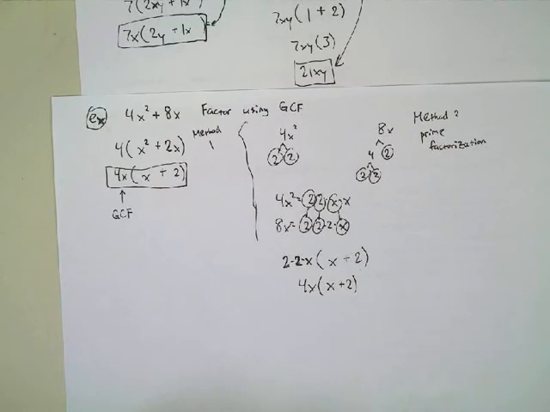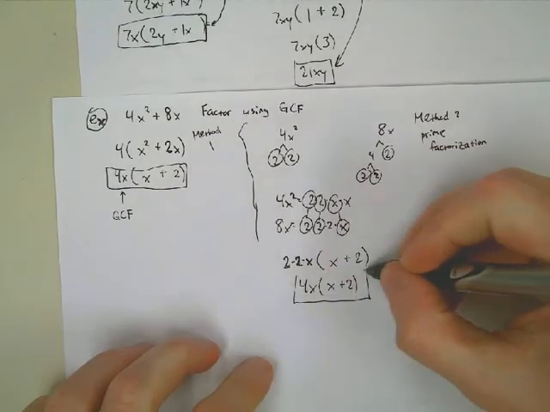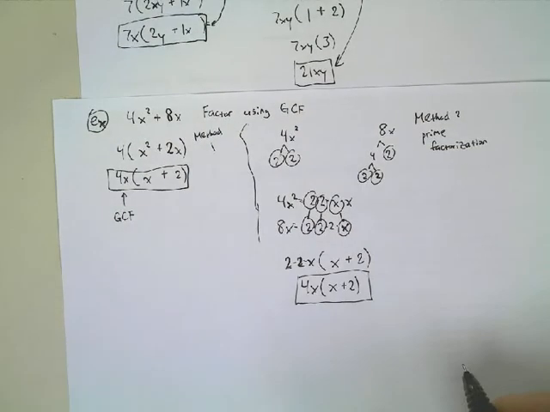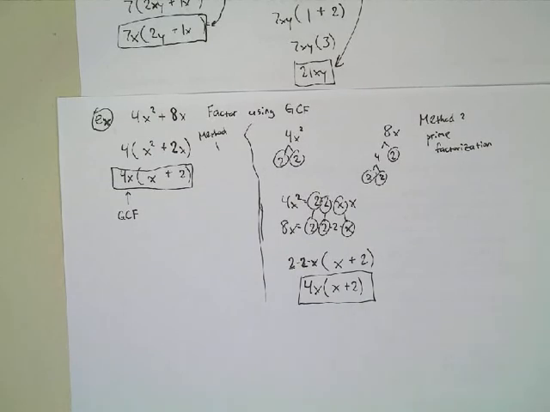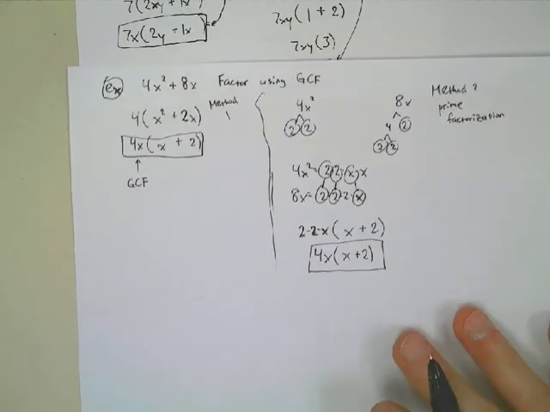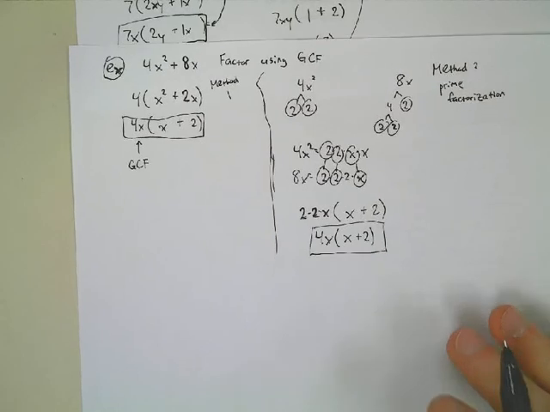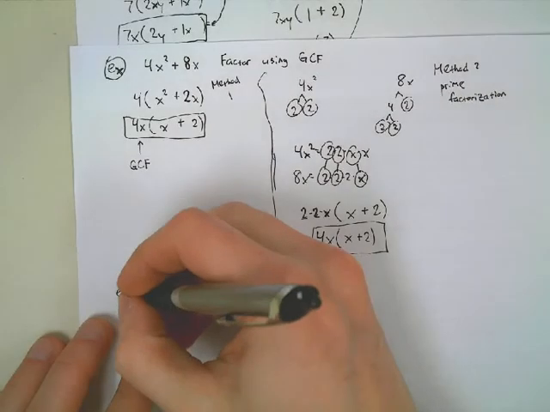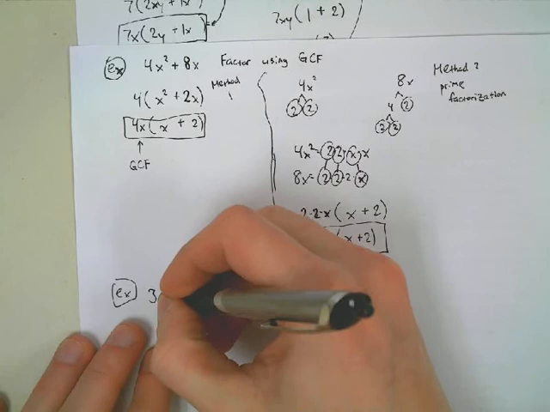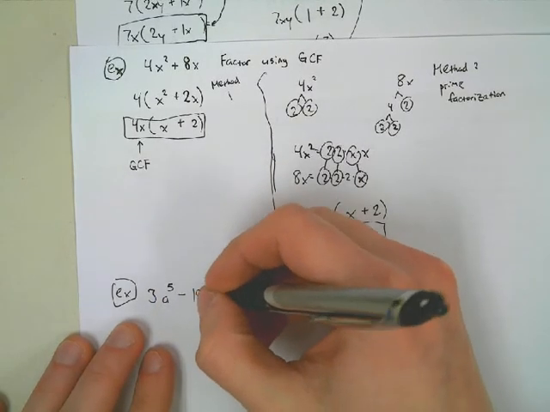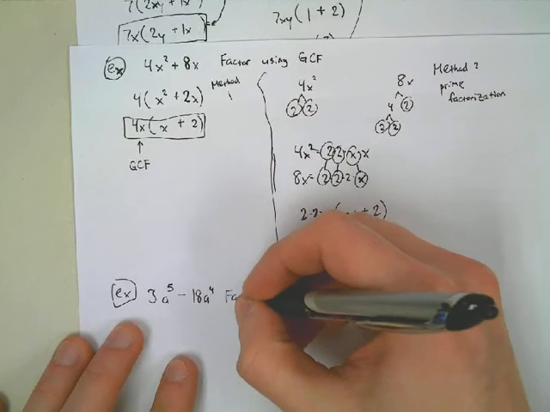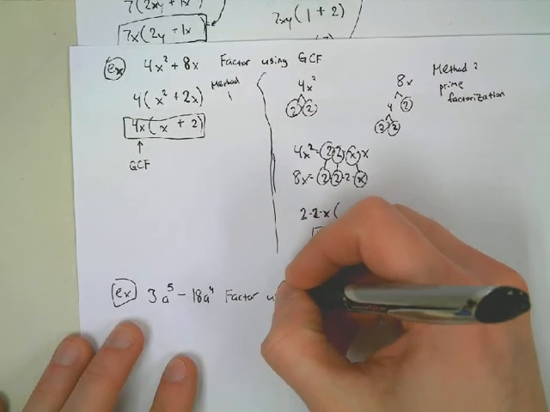Yeah, okay. All right. Let's try one more here, and I'm going to get you guys started on your assignment. Okay? Let's try one more. Let's do 3a to the 5th minus 18a to the 4th. And we're going to factor using GCF. Okay, 3a to the 5th minus 18a to the 4th.